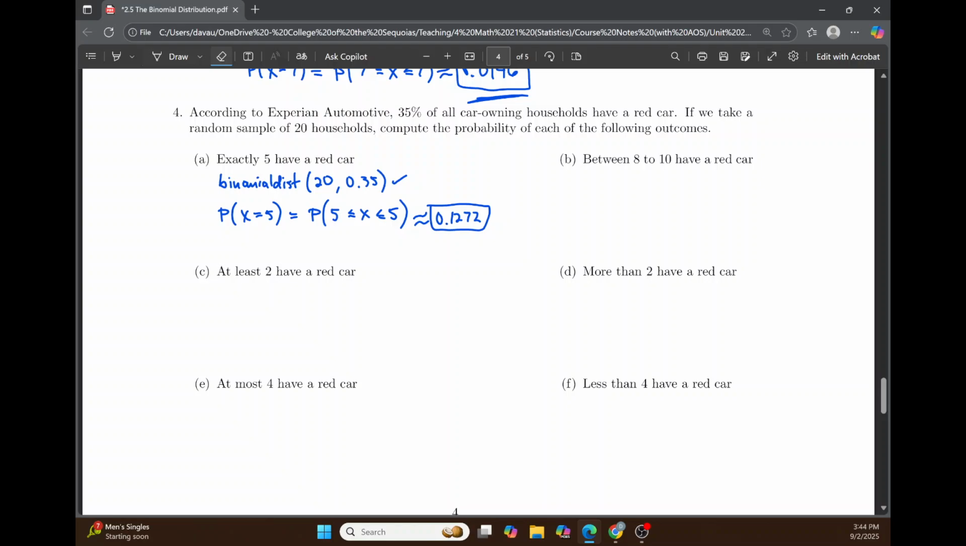And of course, it's the same one that we've already been using, right? I'm just going to replace the 5 with an 8 and this other 5 with a 10. And then I'm good, right? 0.346, or if I want 4 decimal places, 0.3458.